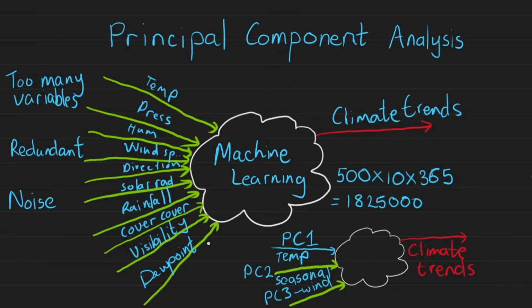So we can reduce this large data set to this smaller data set, and perhaps this smaller data set actually captures maybe even 90% of how our data is varying and captures what we're actually trying to check, which is that of climate trends.